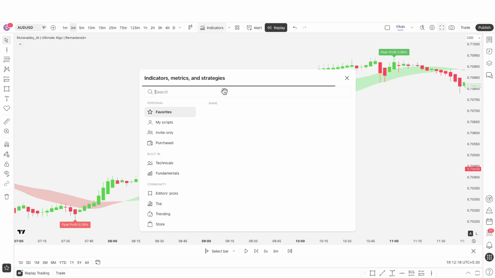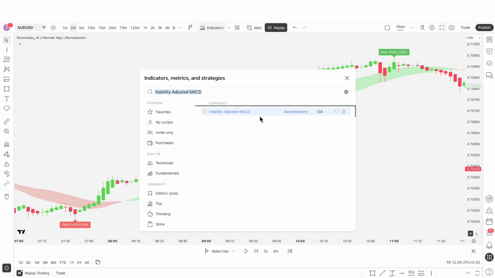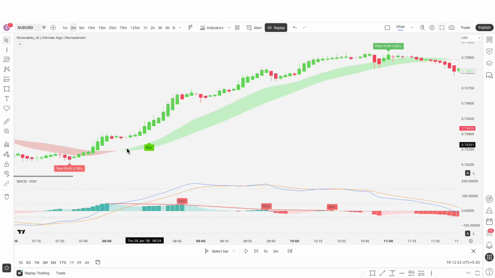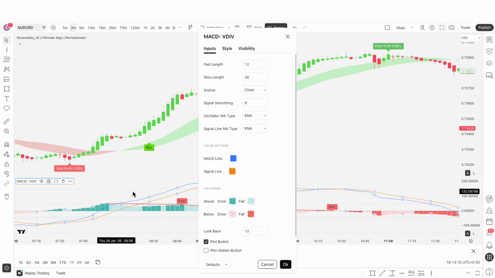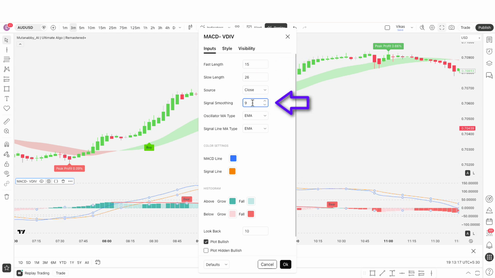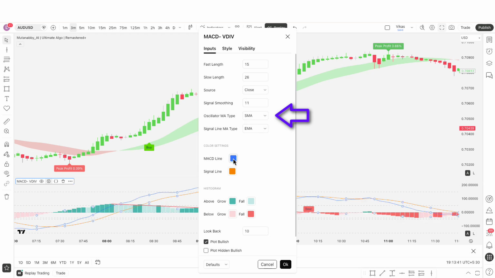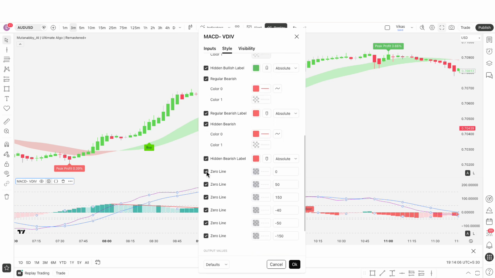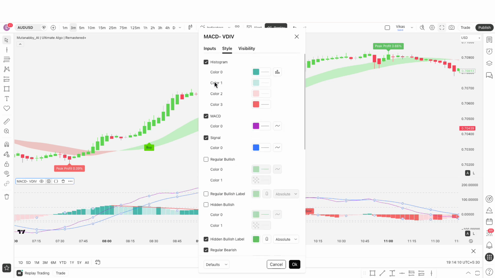Let's go to the Indicator Search tab, search Volatility Adjusted MACD, and select this one called Volatility Adjusted, created by Rayon Markets. Now let's access the settings of this indicator so we can modify it to suit our strategy. We change fast length from 12 to 15, after that change signal smoothing from 9 to 11, after that change oscillator MA type from EMA to SMA, and we change color. We have to keep these options hidden. And here everything is fine after that.